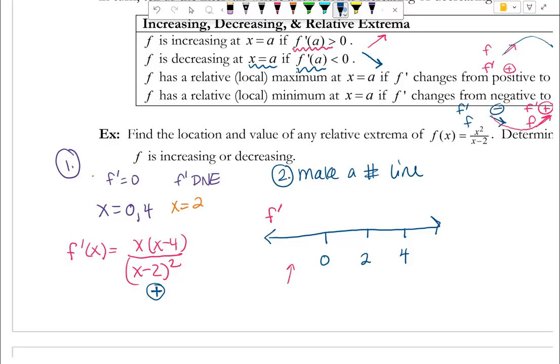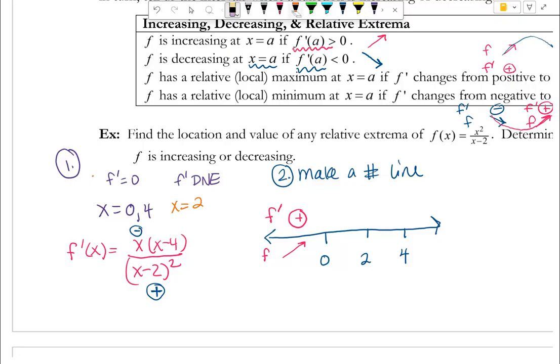If I plug in a number that is less than 0, so a negative number, x is going to be negative because it's a negative number. x minus 4 is also going to be negative. So when I multiply two negative numbers and divide by a positive, my quotient is positive. So on the interval from negative infinity up till where x equals 0, my derivative f prime is always positive. And if I think about what that means for my function f, that means my function f is increasing on that interval.